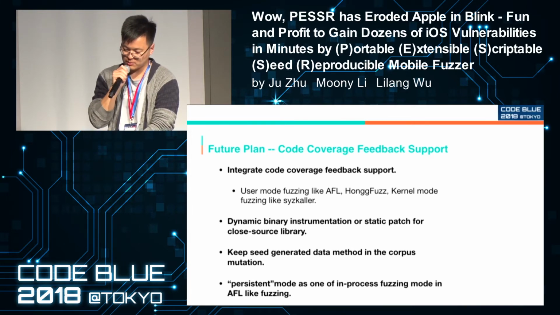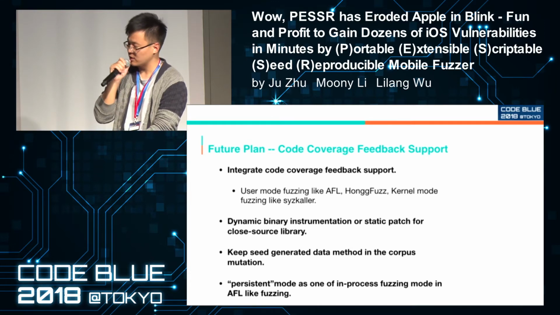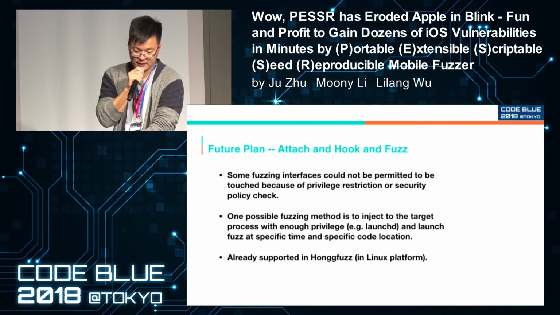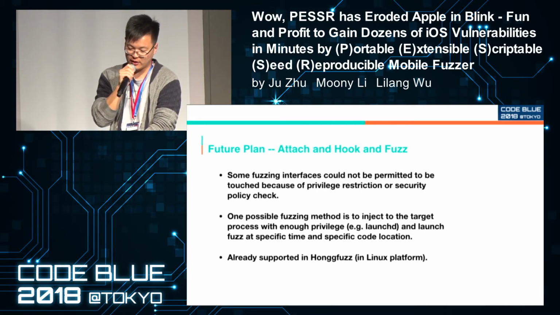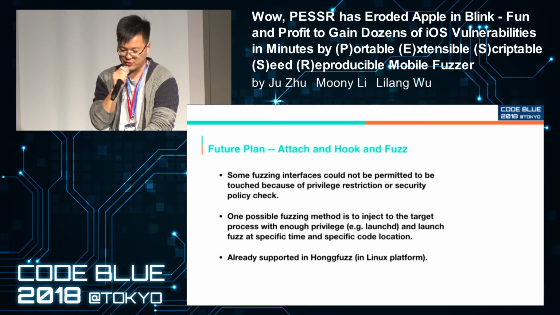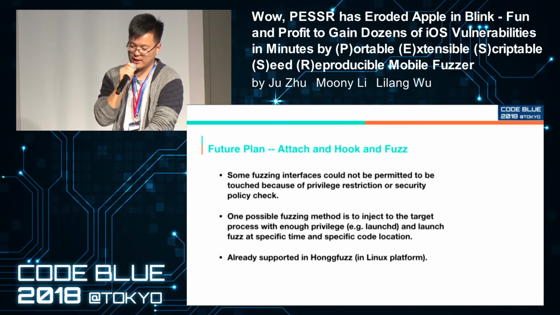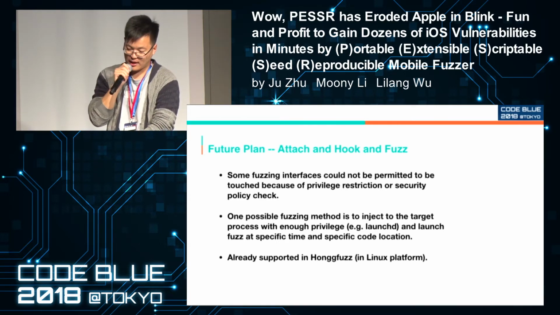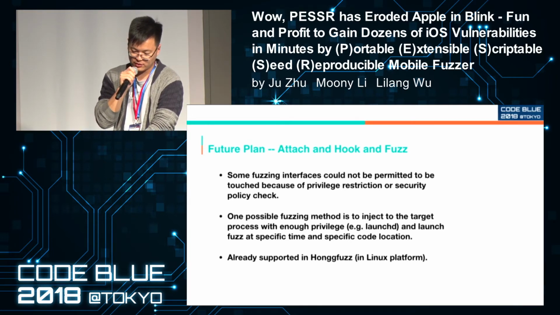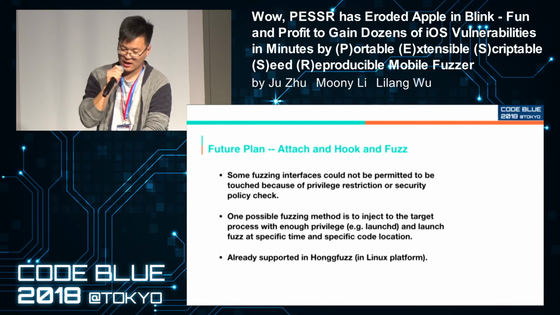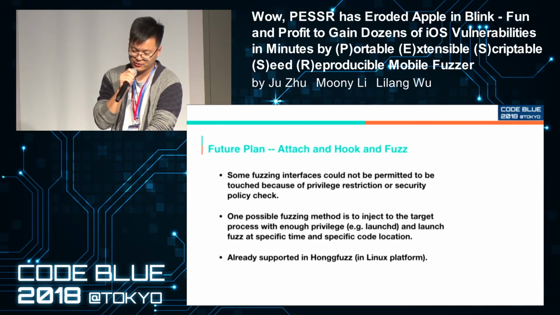What's more, we will also support the persistent mode like AFL. For those fuzzing interfaces which we cannot access for linking, or which are restricted by privilege or prevented by security policy checks, we plan to attach to them and hook related functions for fuzzing. Actually, this method has already been proved practicable by HonggFuzz.